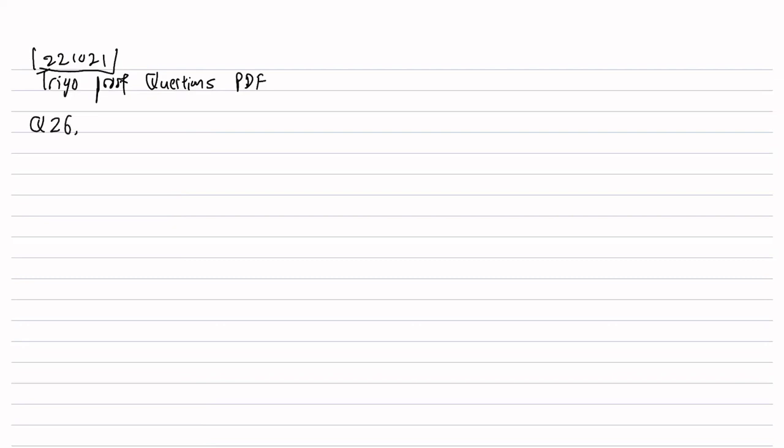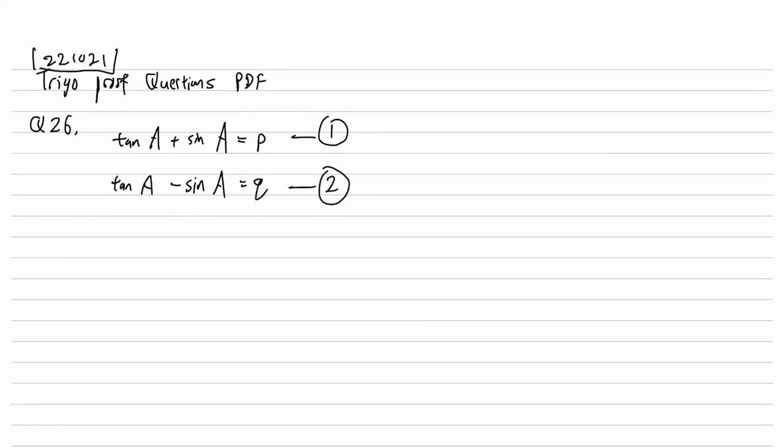Okay, let's go through question 26. So what we have here, we have tangent of A plus the sine of A equals to P. And what else we have? We have tangent of A minus the sine of A equals to Q. Can you see a pattern here? Plus and minus, right? So that means that we can try to get rid of things by doing a bit of simultaneous equations. Similar to the product of sum formula that I went through just now. So our objective here, let's just write it down first.